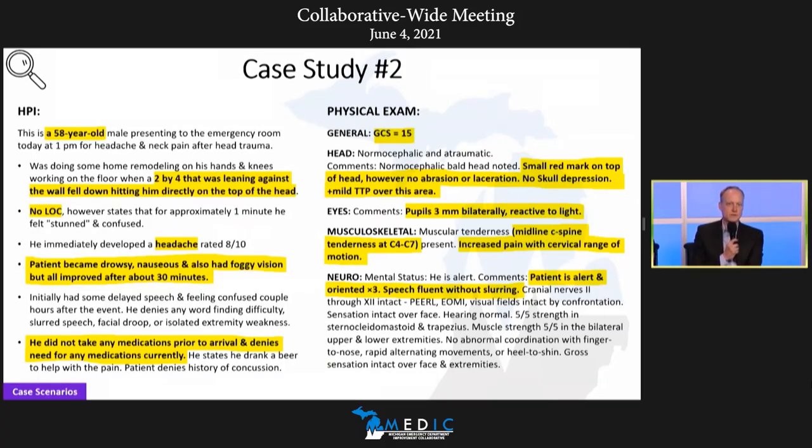A few aspects of symptoms. No loss of consciousness, presence of a headache. Patient talks about being drowsy and nauseated at times, particularly in the first 30 minutes, and then began to improve. Didn't take any kind of medications beforehand, but reports drinking one beer beforehand.